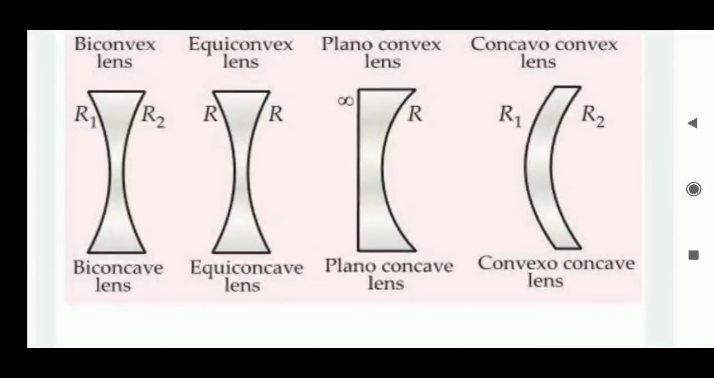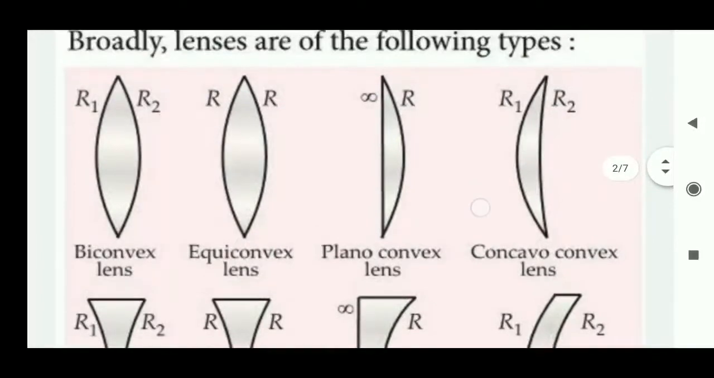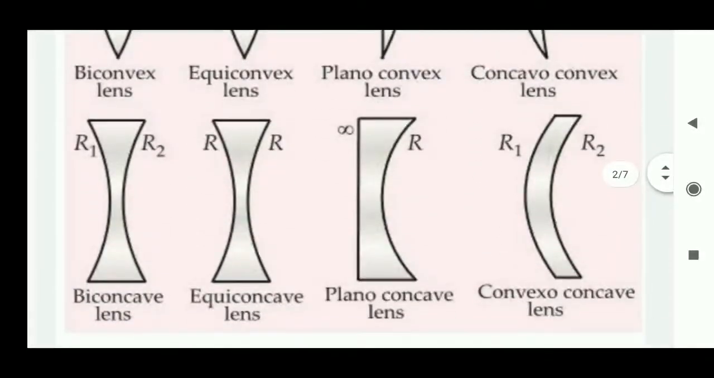What is the difference? There R1 is less than R2, so convex nature dominates. Here R1 is greater than R2, so R2 is less, and whichever radius is less, that dominates. So the concave radius is less, so concave nature dominates. So it is a convexo-concave lens.